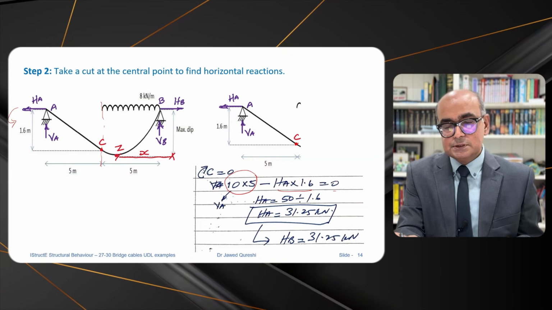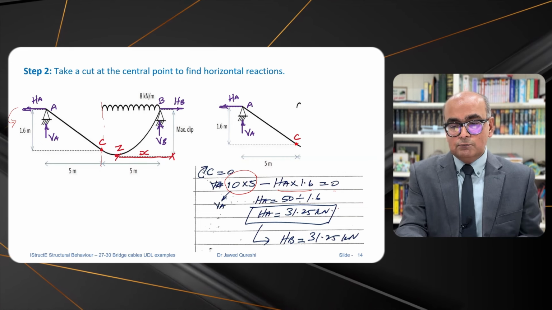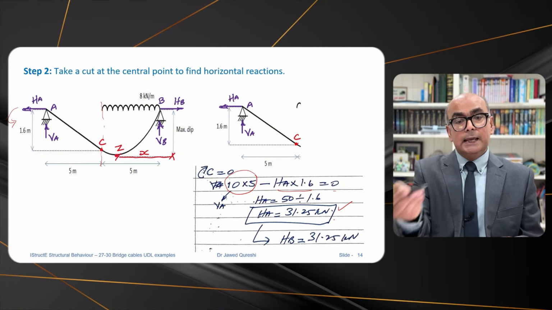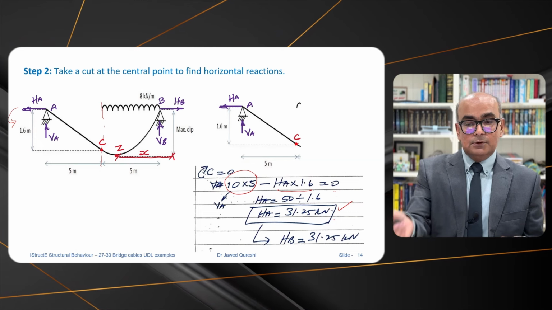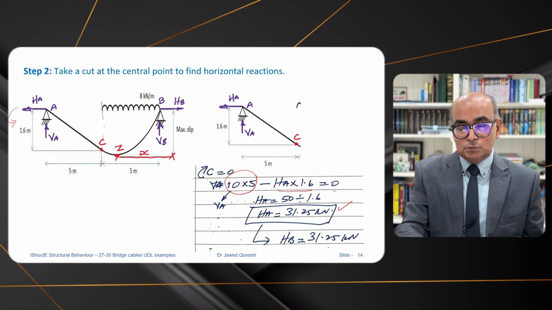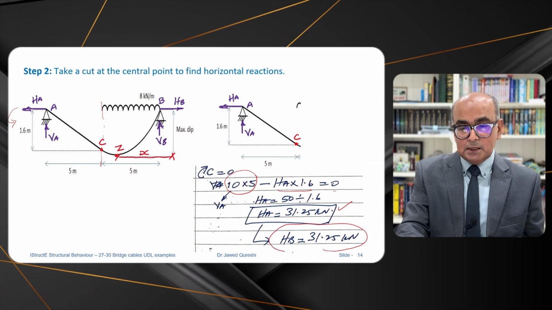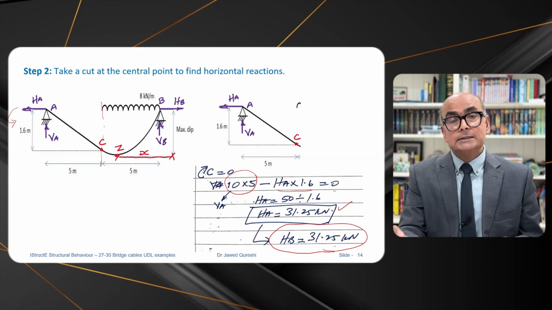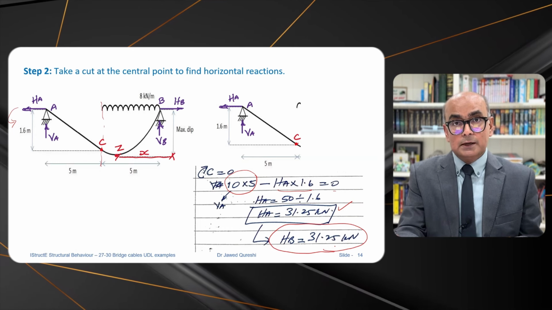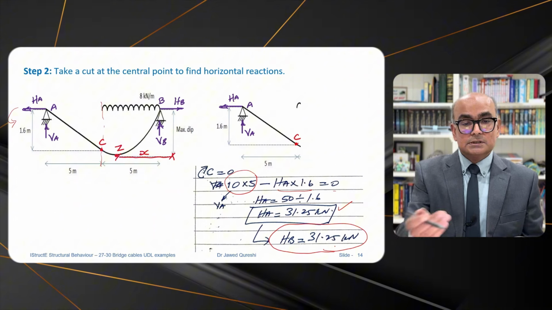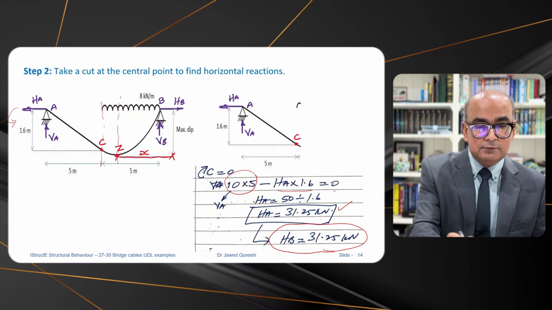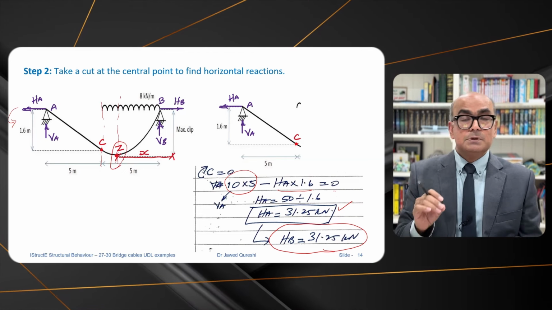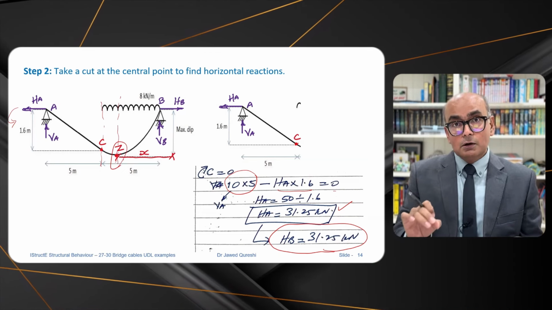I have no other forces at left. From here I can work out the value of HA is 31.25. Now if you work out HB by taking the right side, you will still get the same answer. For HB you will have to cut at the maximum point where that portion is sagging, and this maximum point where it's sagging is Z. So you have to cut it at Z, but the horizontal reactions are going to be the same.